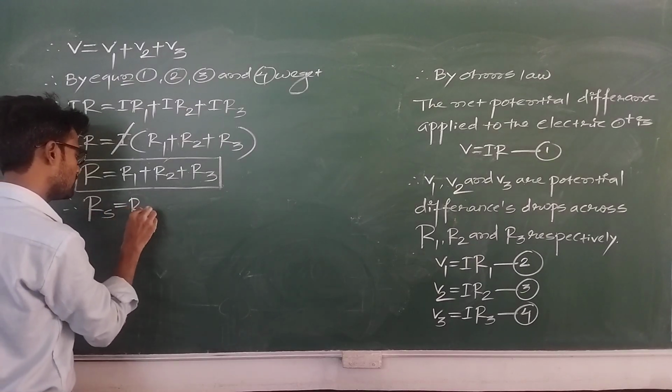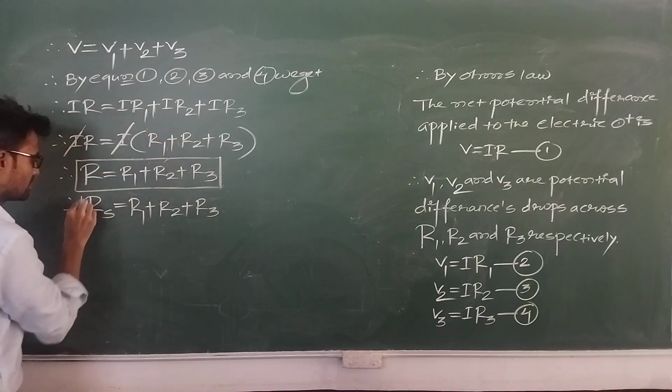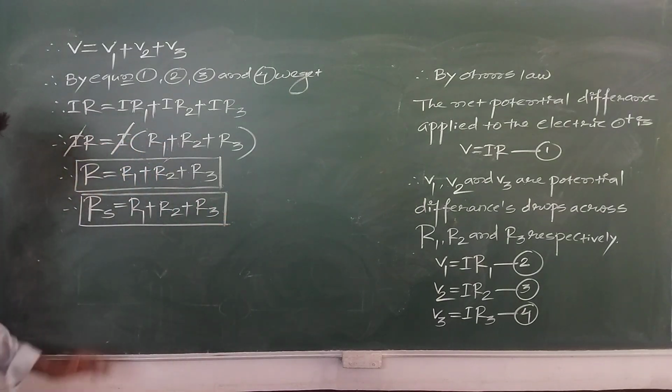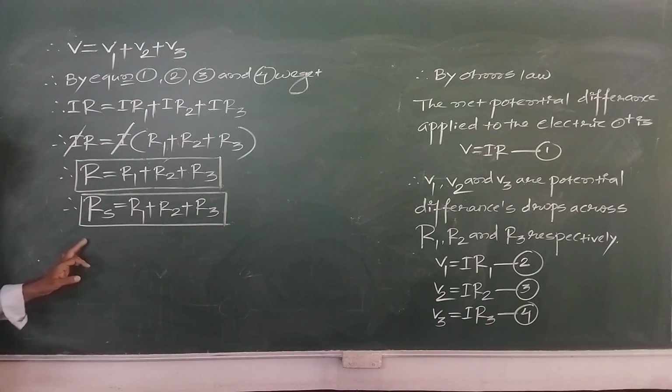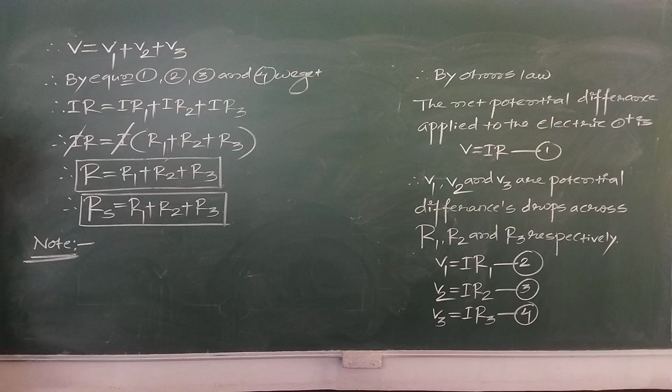So RS equals R1 plus R2 plus R3. Yes, RS is equal to R1 plus R2 plus R3. So this is the equivalent resistance of all the resistors which are connected in series. Right? So remember this formula, it is very important. Now I go for some notes related to series combination of resistors, and these notes are very important because we use these results in numerical problems.